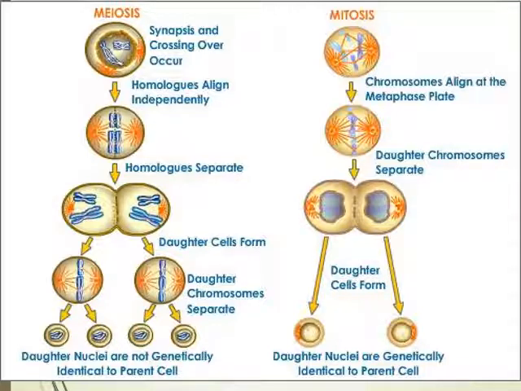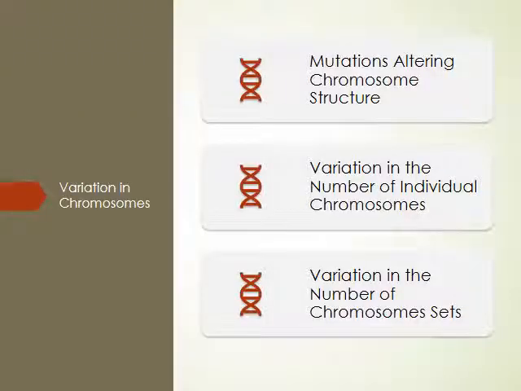So for the inevitable question of what's the difference between mitosis and meiosis: mitosis will produce diploid daughter cells. Meiosis will produce haploid daughter cells. Mitosis produces identical daughter cells. Meiosis produces unique daughter cells. Mitosis generally produces body cells. Meiosis produces sex cells. And that's all I got on mitosis and meiosis.